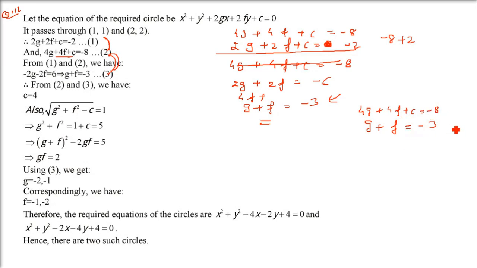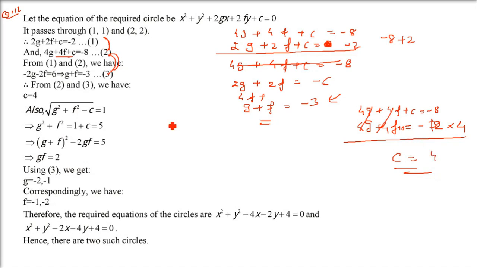4g plus 4f plus c equals minus 8. Multiply the lower equation by 4. So what do you get? 4g plus 4f. I'm just saying that there are certain methods to solve it. Multiplying by 4 and subtracting this, only c will come on the left hand side. Right hand side will be minus 8 minus minus 12, that is plus 12. 12 minus 8 is 4. So what do you get? C as 4. So c is known.